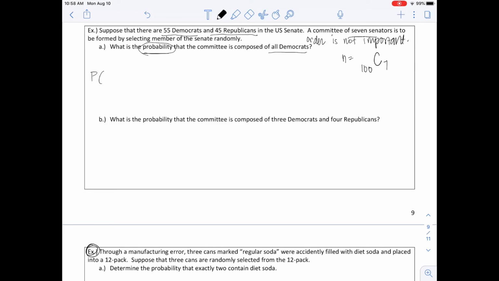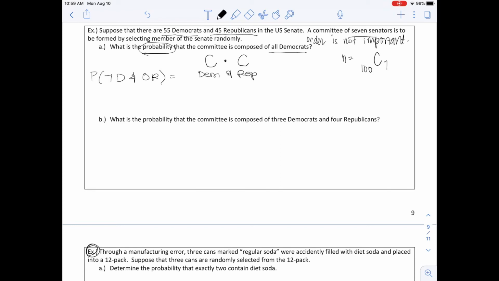So for this probability problem, it does ask for all 7 people to be Democrats. So that means we're going to have 7 Democrats and 0 Republicans. I'm going to go ahead and write down Democrats and Republicans, and above both of these I'm going to put a C because, again, order is not important. I'll put my little numbers in there in just a second, but I want to talk about the word and means to multiply, so we're just going to put a dot there.